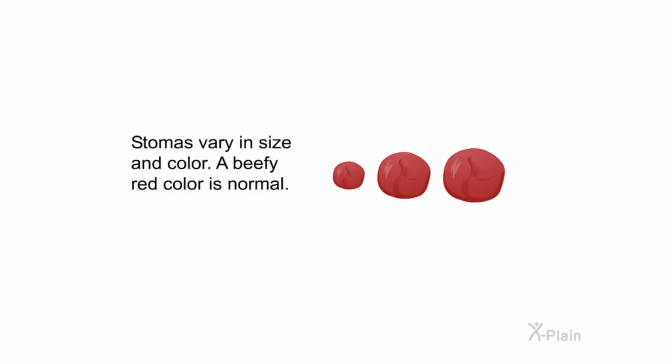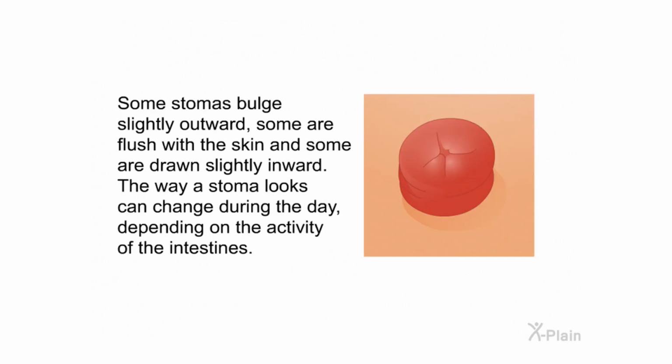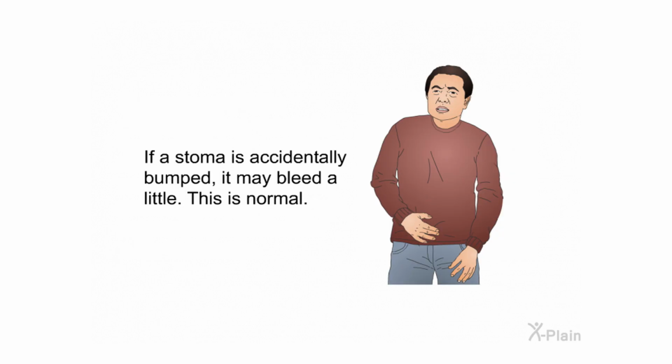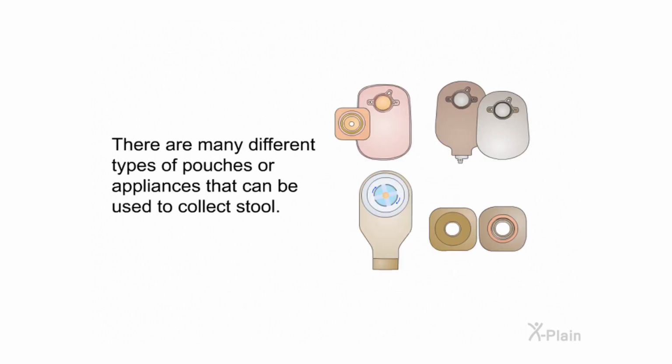Stoma care. Stomas vary in size and color. A beefy red color is normal. Some stomas bulge slightly outward, some are flush with the skin, and some are drawn slightly inward. The way a stoma looks can change during the day, depending on the activity of the intestines. If a stoma is accidentally bumped, it may bleed a little. This is normal.